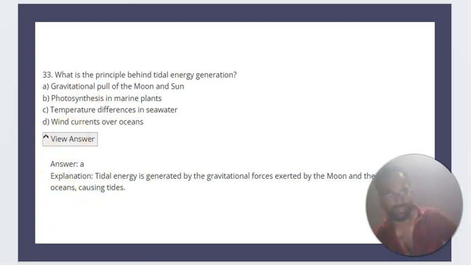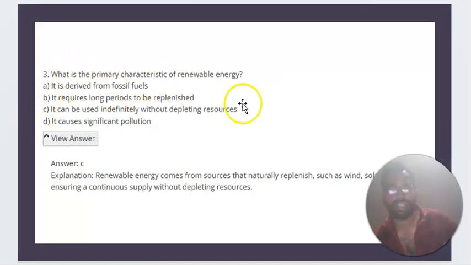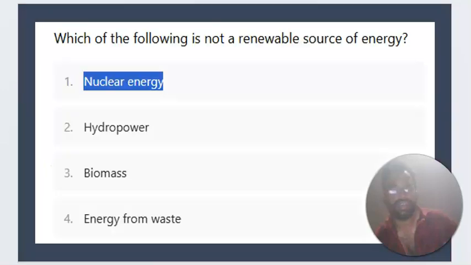Next, you can see on this slide: which renewable source refers to the movement of water? D1 is the right answer. And this is: what is the primary characteristic of renewable energy? Here C is the right answer. And you can think of the next one: which of the following is not a renewable source of energy? Nuclear energy, hydropower, biomass, energy from waste. So the right answer is nuclear energy, which is not a renewable energy source.